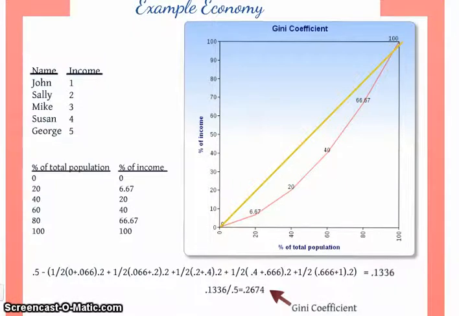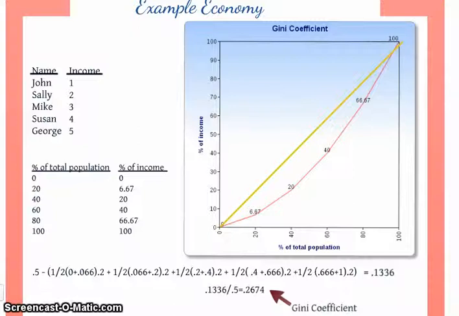Since there are 5 people, each counts for 20% of the population. To get how much each percent of the population holds in income, I totaled the income and it came to 15. I then started with 20%, which owned $1 of the 15. 1 over 15 equals 6.67%.